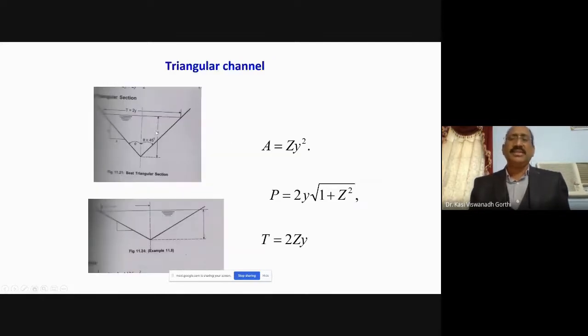Similarly, for a triangular section, and maybe you can work out the other sections like parabolic also. But mostly, we'll be limiting our study to triangular, trapezoidal, and rectangular as far as the open channel hydraulics subject is concerned at BTech level. As we move up, probably we'll see the other shapes also, like elliptical channel, etc.